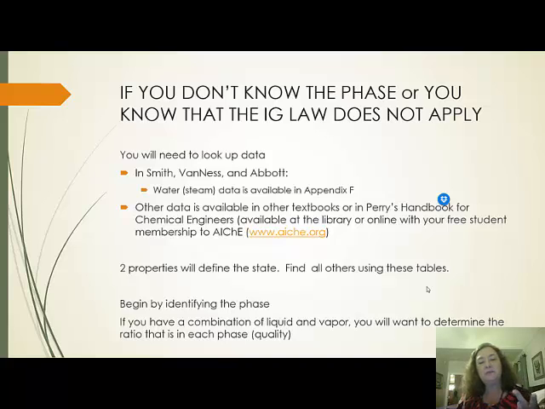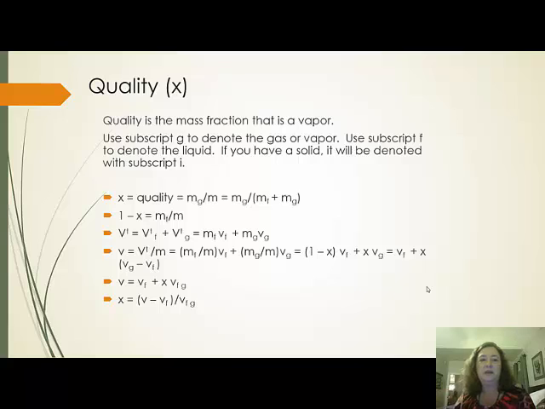We're going to find two properties that we're going to be given, or I'm going to have to measure when I go out in the industry. So two things need to be known, and then that defines everything else. So I can go to a table and look those up. I begin by identifying the phase, and then if it turns out to be a liquid-vapor combination, I'm going to determine the quality, which is a ratio of how much is in each phase.